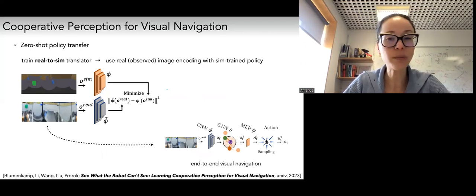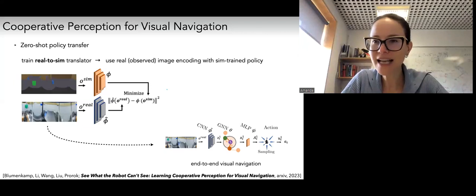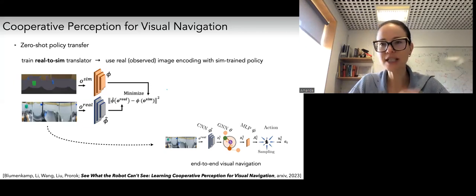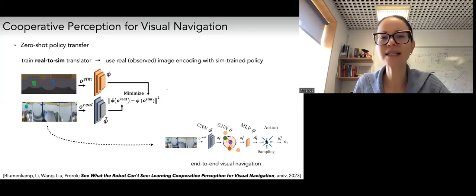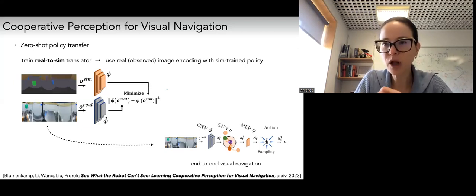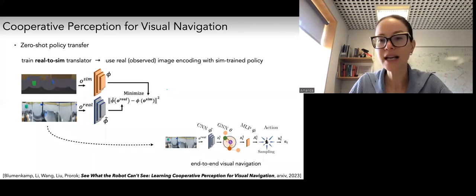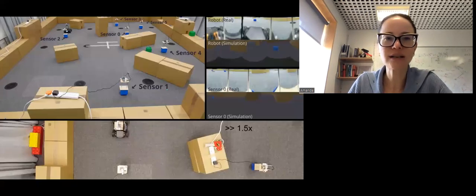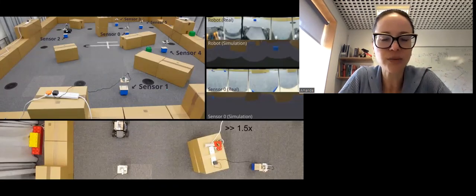And with that, the whole back end of the pipeline can be exactly the same as what we got from our simulated training pipeline. And so this is really great for us, because it means that we leverage the data efficiency of our simulation pipelines and only have to learn this very small bit, which is the real to sim translator. And with that, we can then directly transfer our policies to the real world and run our system on an actual agent that is then performing navigation in the real world.